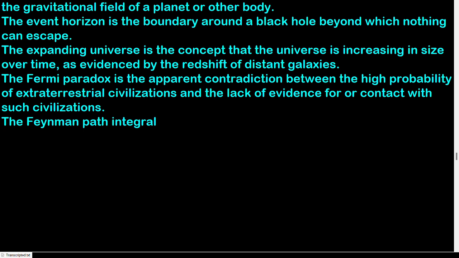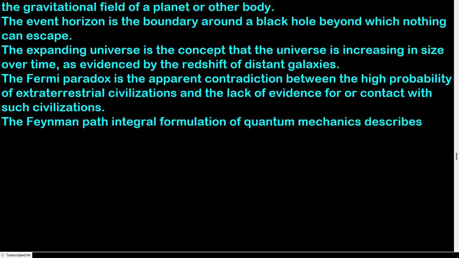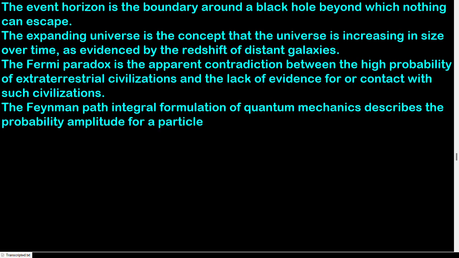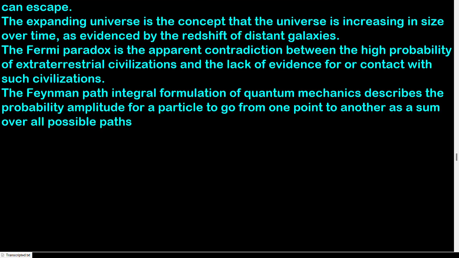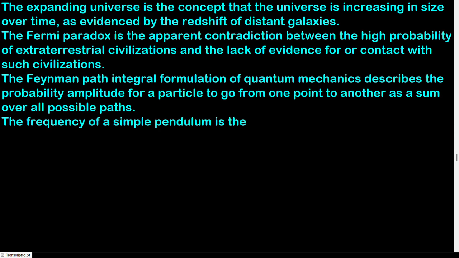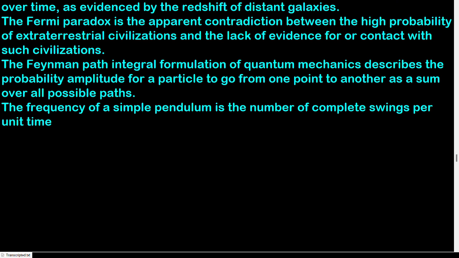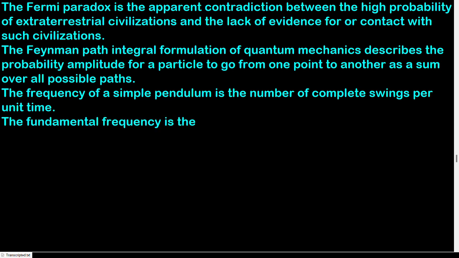The Feynman path integral formulation of quantum mechanics describes the probability amplitude for a particle to go from one point to another as a sum over all possible paths. The frequency of a simple pendulum is the number of complete swings per unit time. The fundamental frequency is the lowest frequency at which a system can oscillate.